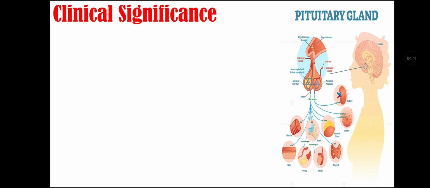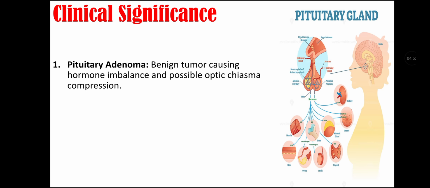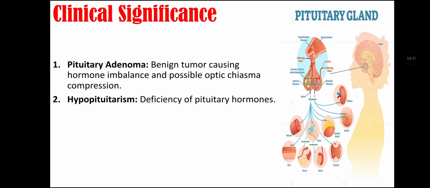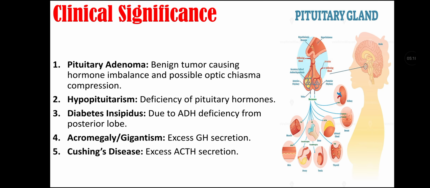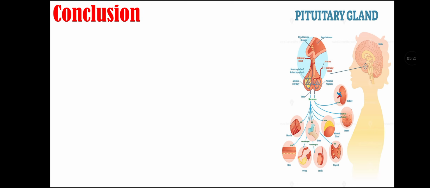Clinical significance of pituitary gland. First is pituitary adenoma, that is a benign tumor that causes hormone imbalance and possible optic chiasma compression. Second is hypopituitarism, that is deficiency of pituitary hormones. Third is diabetes insipidus, that is due to ADH deficiency from posterior lobe. Fourth is acromegaly or gigantism, that is excessive growth hormone secretion by the pituitary gland. Fifth is Cushing disease, that is because of excessive ACTH secretion.